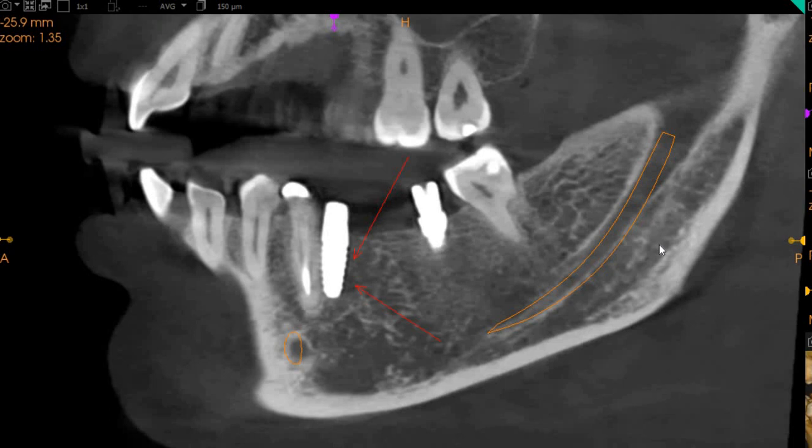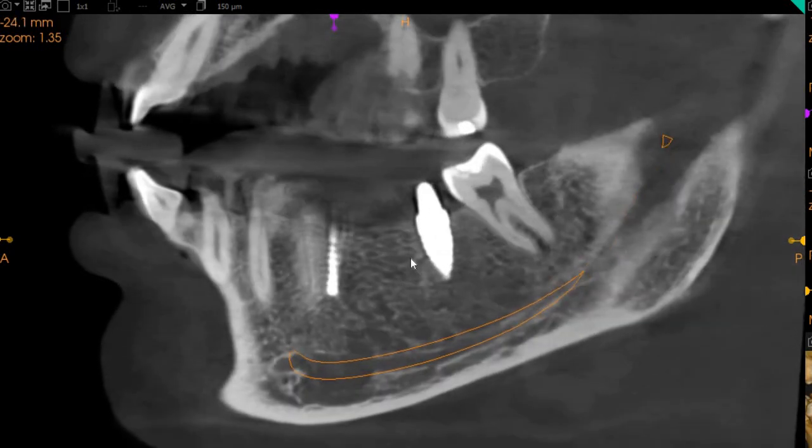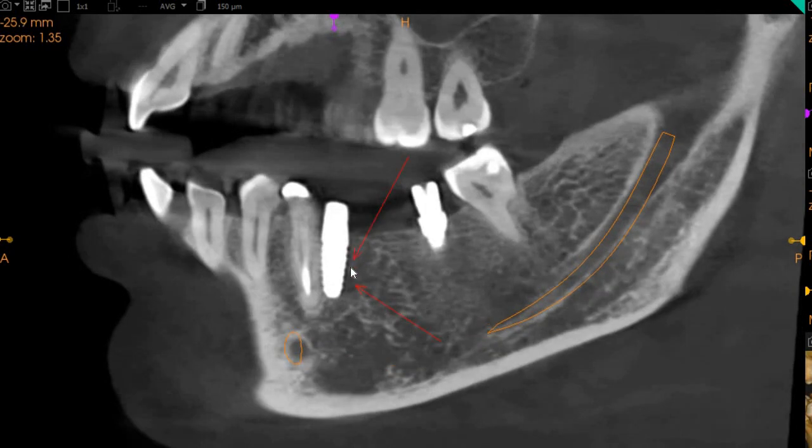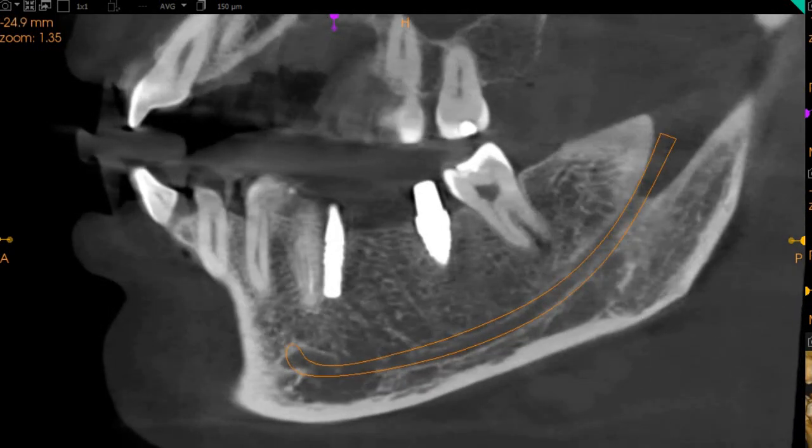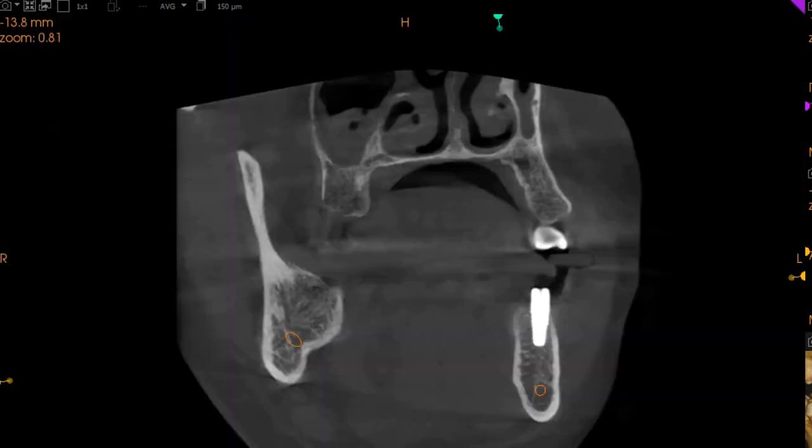This is the distal aspect of the lower left implant. We don't see a peri-implantitis at this moment, but we do see a radiolucency around the distal aspect of the tooth, which we don't see around this particular implant. The implant is placed slightly buccally.